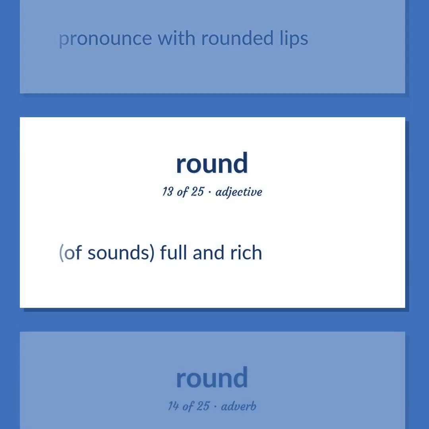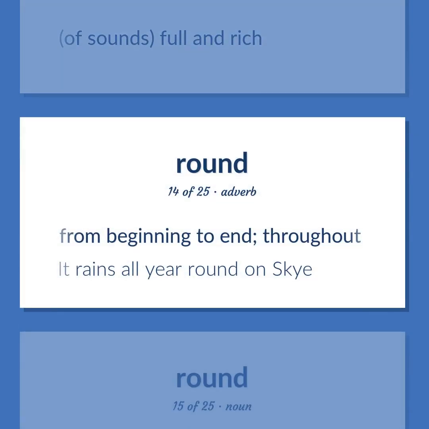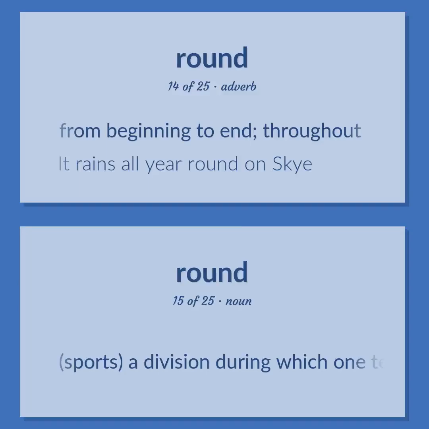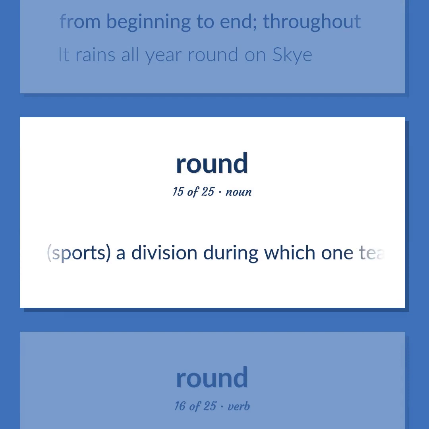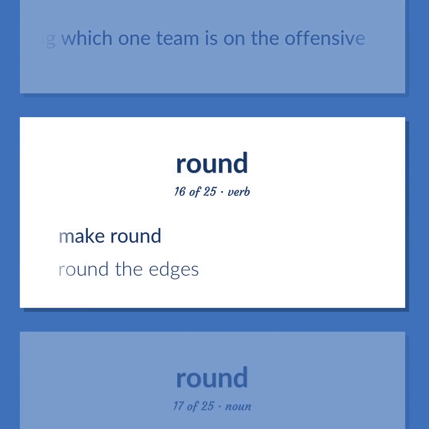Of sounds, full and rich. From beginning to end, throughout. It rains all year round on sky. Sports, a division during which one team is on the offensive. Make round. Round the edges.